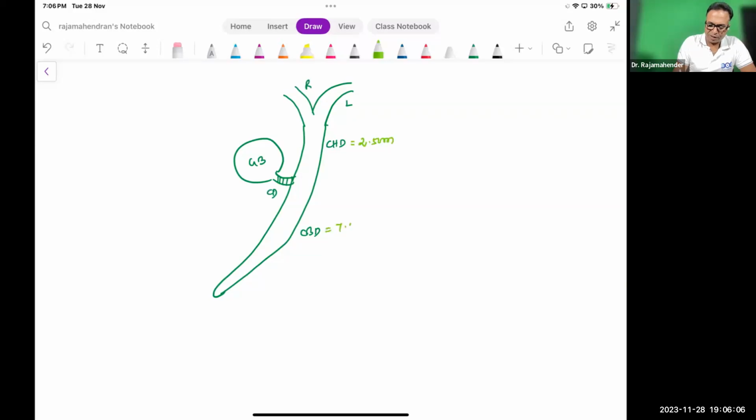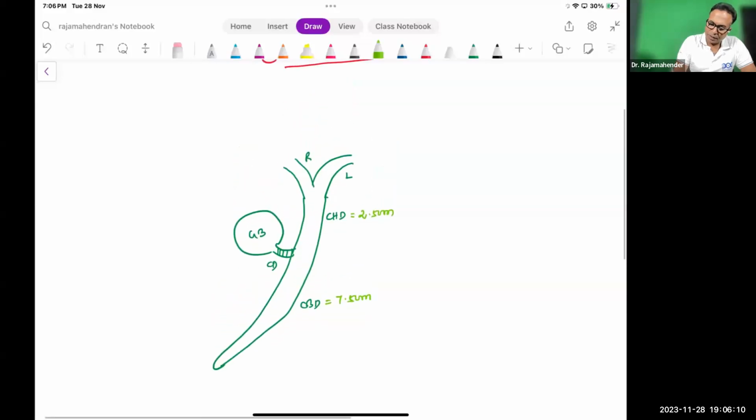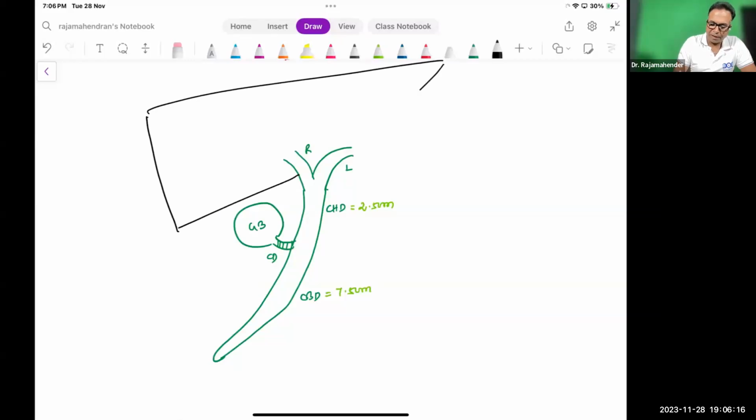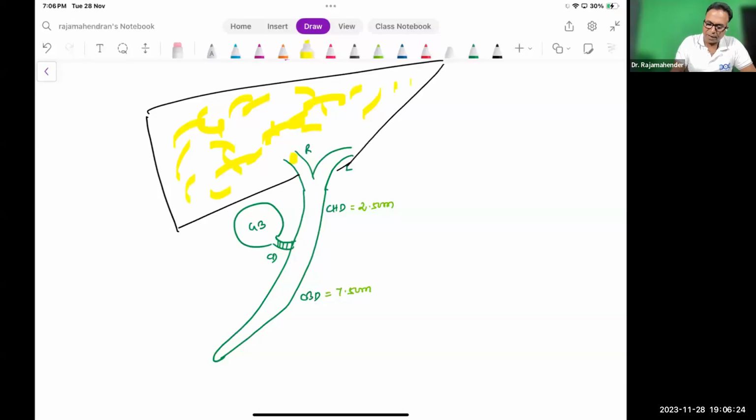Common bile duct is 7.5 centimeters. Here you should not forget that the main function of the bile duct is to carry the bile and other products from the liver. Bile is produced in the liver, containing bile salts, cholesterol, and bile pigments. Everything is carried by the bile duct.